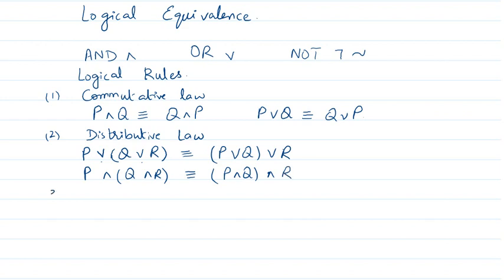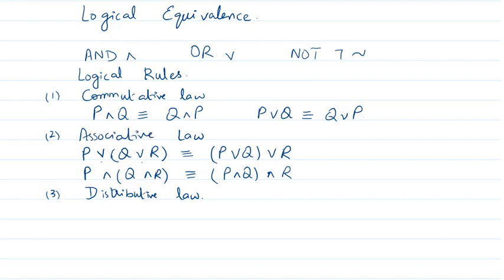The third one is the distributive law. Sorry, I have written something wrong here. This is not a distributive law, rather this is the associative law. Associative law.